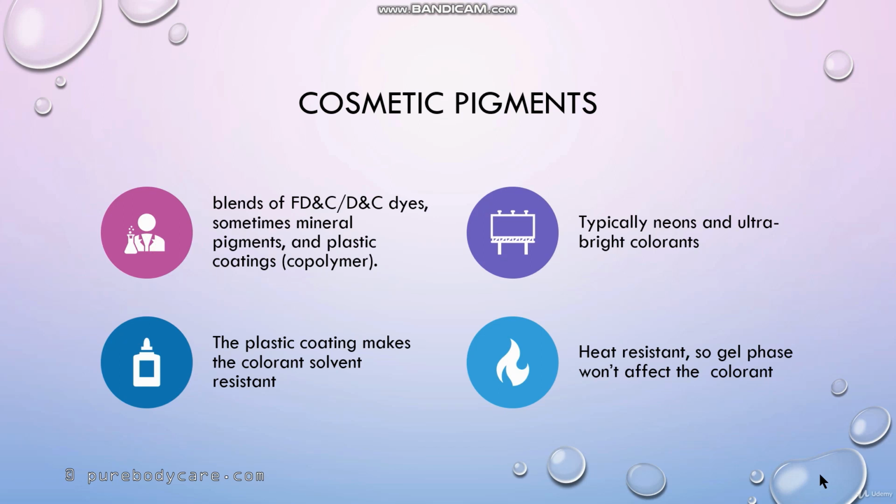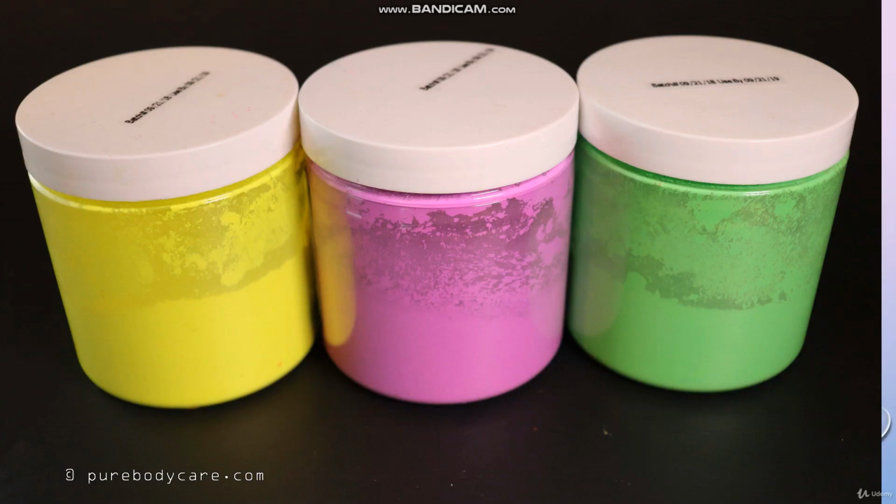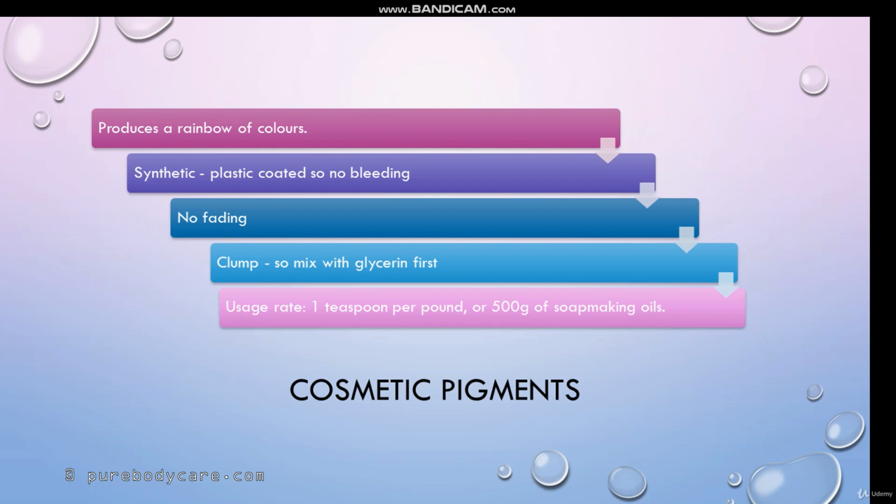Cosmetic pigments are a blend of FD&C dyes and D&C dyes with a polymer coating. They are typically neons and bright colours. They are heat resistant, so won't be affected by any gel phase. They contain dyes coated in plastic. The dyes don't dissolve and tint the mixture, so there is no bleeding. They clump badly, so use a mini mixer and mix 1 teaspoon of colour to 2 teaspoons of glycerin to make them blend in easier.